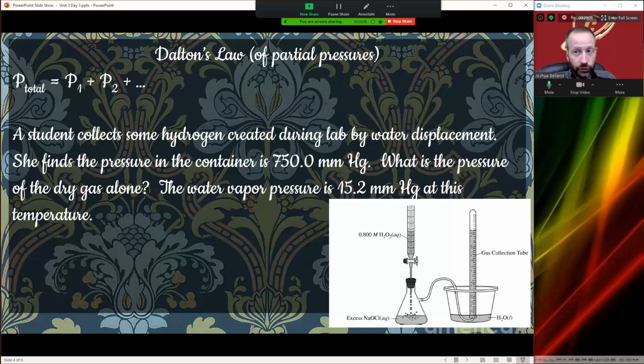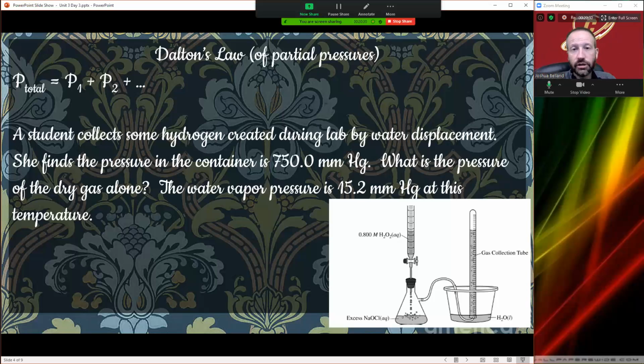Well, that's not really truth, because there's this thing about water. It evaporates. So while the gas is bubbling up, some of the water is evaporating too. I don't want to do gas laws thinking I have a pure gas there if it's gas and water vapor. So I need to account for that. So this is a very common way we account for that.